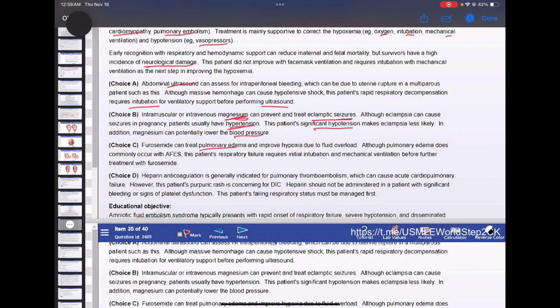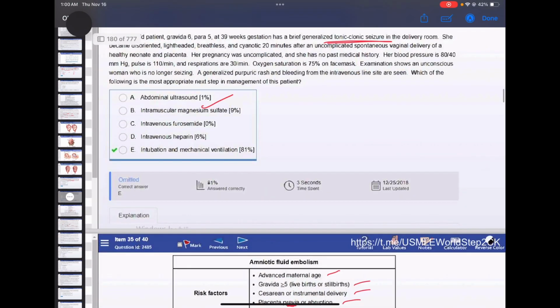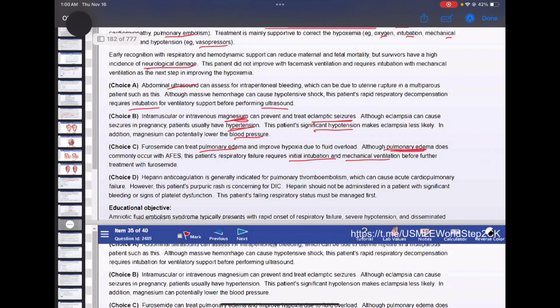Furosemide can treat pulmonary edema and improve hypoxia due to fluid overload. Although pulmonary edema does commonly occur with amniotic fluid embolism syndrome, this patient's respiratory failure requires initial intubation and mechanical ventilation before any further treatment. And why don't we use the option IV heparin? Heparin anticoagulation is generally indicated for pulmonary thromboembolism, which can cause acute cardiopulmonary failure. However, this patient's purpuric rash is concerning for DIC. Heparin should not be administered in a patient with significant bleeding or signs of platelet dysfunction. This patient's failing respiratory status must be managed first.